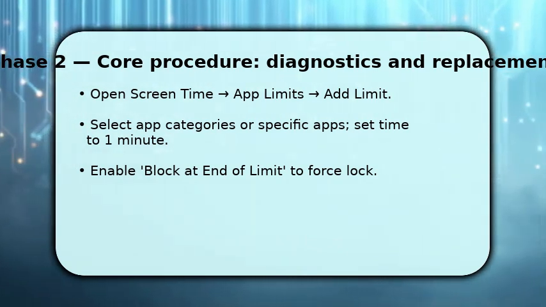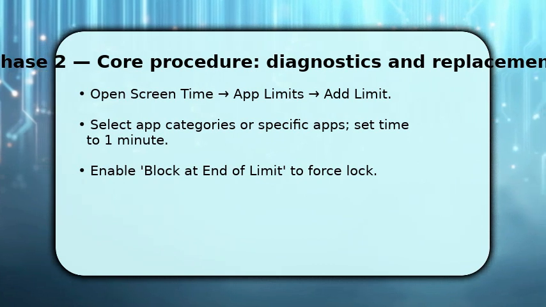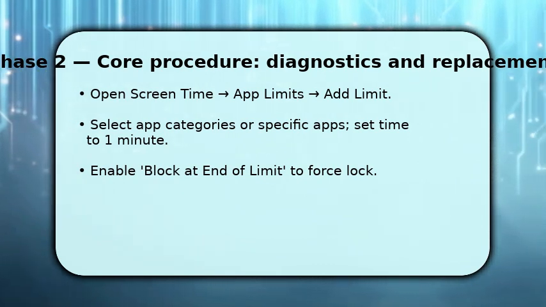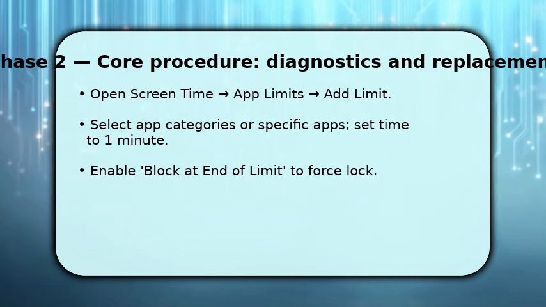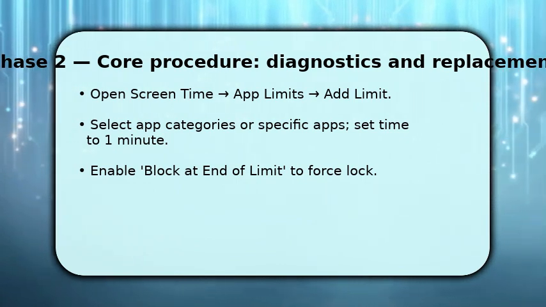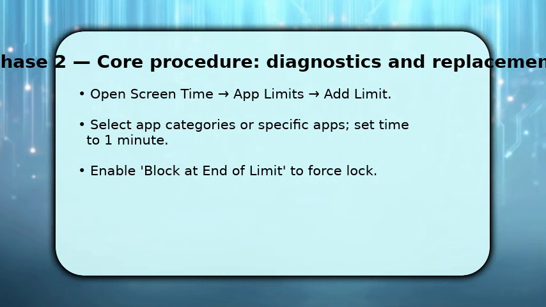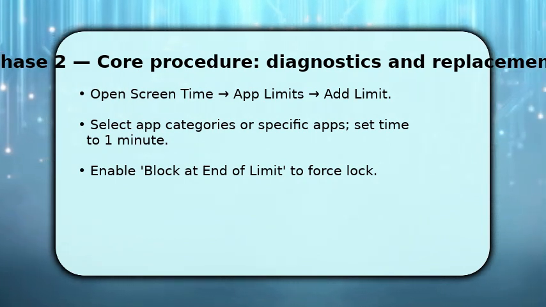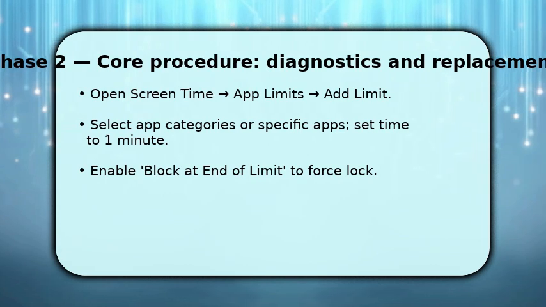Set the daily time to 1 minute, this acts as the trigger, and toggle on Block at End of Limit. Once the minute expires, iOS prompts for the Screen Time passcode to continue, effectively locking that app. Repeat for each app you want locked and verify the timers are active.